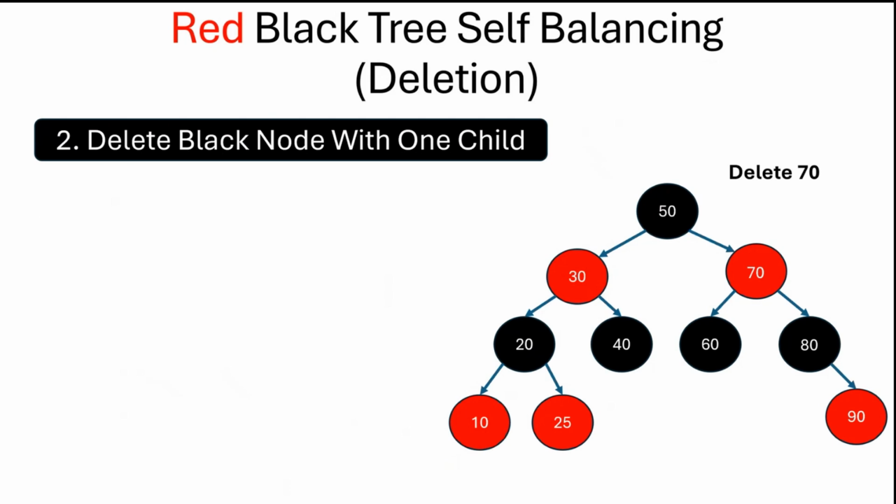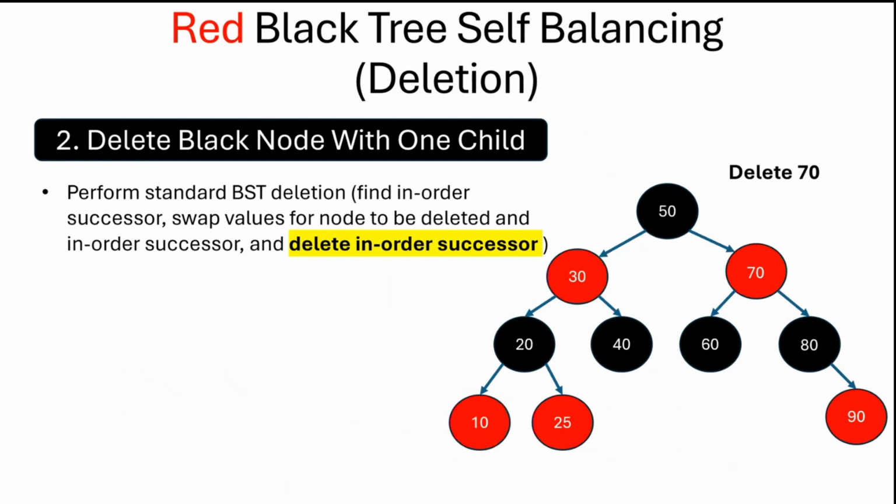Now the next case: delete the black node with one child. Let's say we delete 70 here again. What we do in a standard binary search tree deletion is find the in-order successor, which is 80 here. We swap the values, and then we actually delete the in-order successor. Now here the in-order successor has one child.